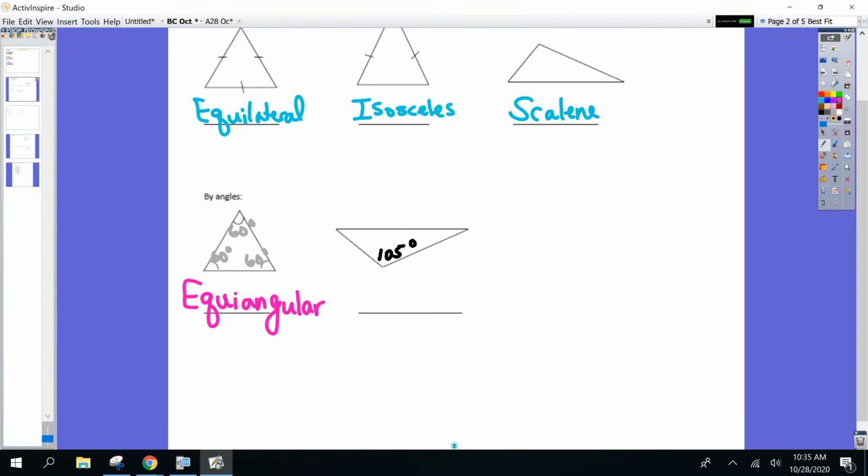Obtuse. There we go. Obtuse, yes. It's called obtuse because one of the angles is bigger than 90. So if you have one angle bigger than 90 in a triangle, we call it obtuse. Doesn't matter the other two. As long as one's bigger than 90, it's automatically obtuse. Everyone good? All right, a couple more based on its angles.